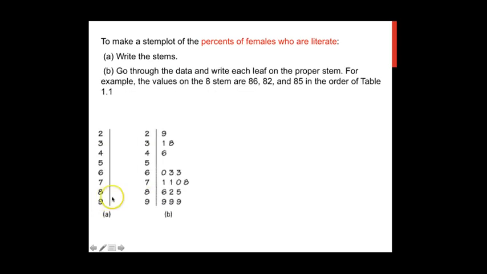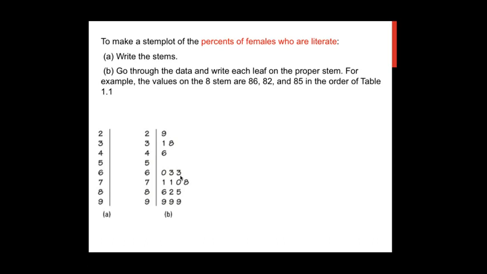The second step is to go through the data and write each leaf on the proper stem. It's important to note that this number is not 318. Each leaf is attached to its appropriate stem to be its own value. For example, this number is 29, this is 31, then we have 38, 46, there are no 50s values, then I have 60, 63, here's another 63. Each leaf is attached to its stem separately.